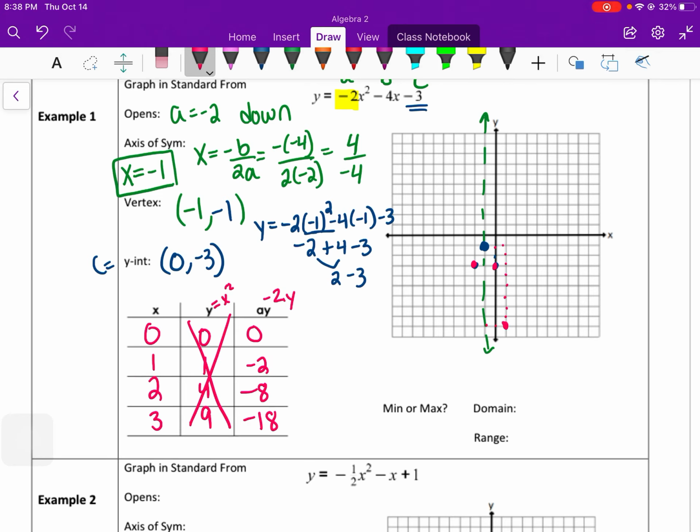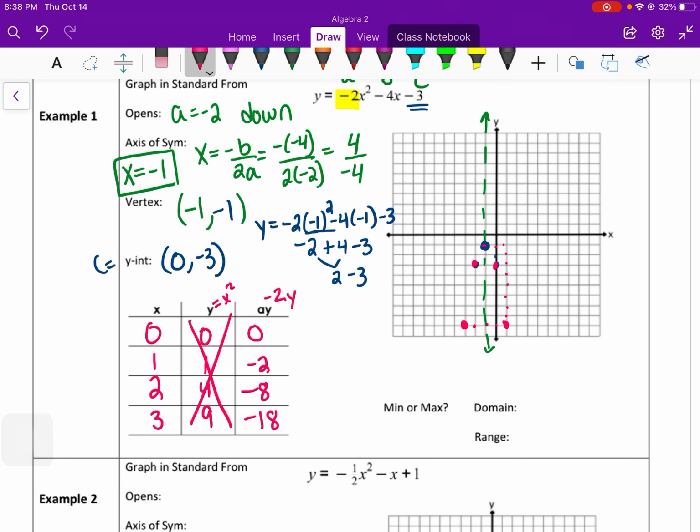And then reflect that over. So 2 away from the axis of symmetry, so 2 away. Now over 3 down 18 is going to be off my graph, so no need to graph that one. But at least I had 2 more points to make it a little bit more accurate.